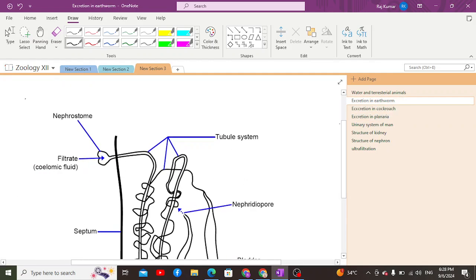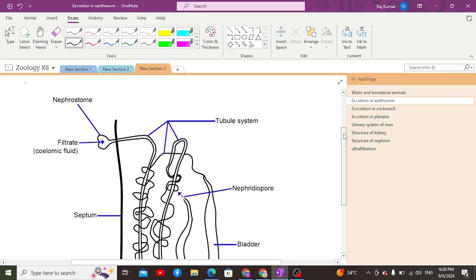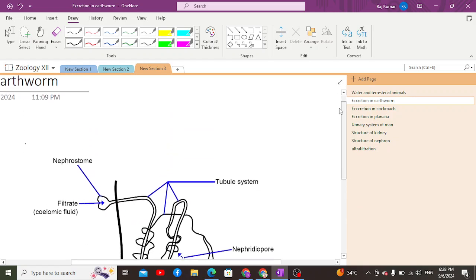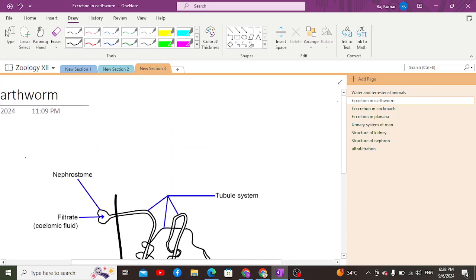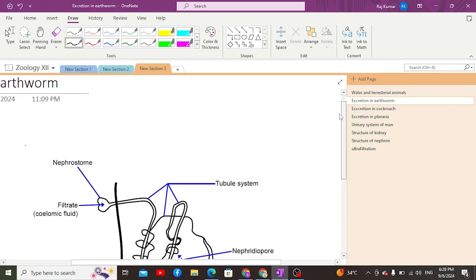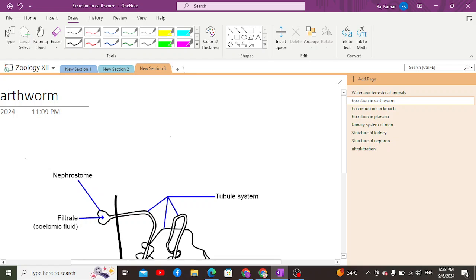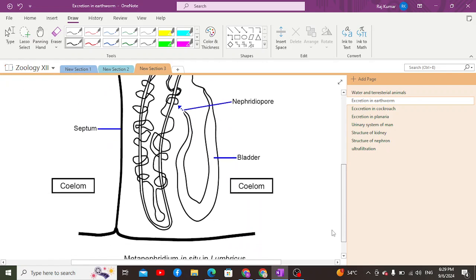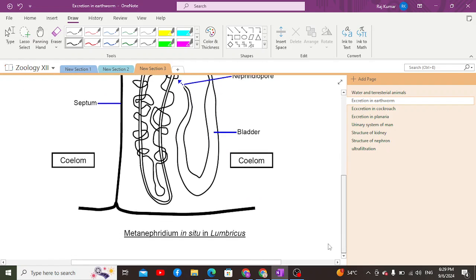On the other hand, excretion in earthworm is done by another sort of excretory organ known as nephridium, or metanephridium. Metanephridium means a change in nephridium, an advanced version of the nephridia. In simple words, nephridium. It is basically in Lumbricus terrestris.